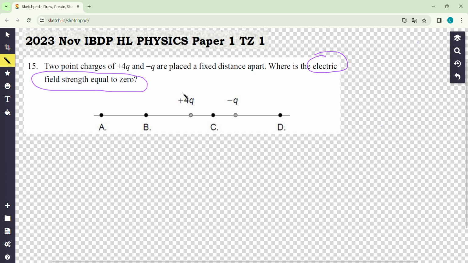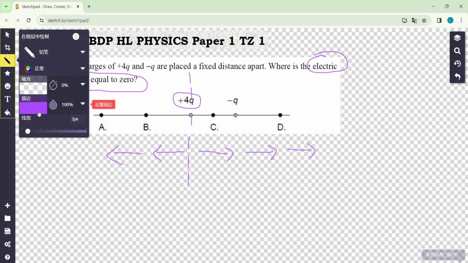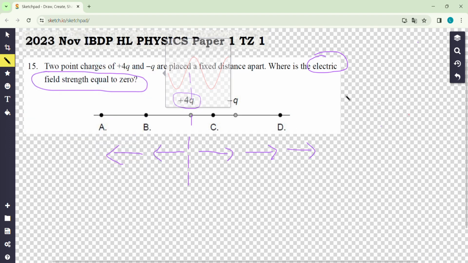So you look at the positive charge. For the positive charge, the electric field is away from it. So that is the direction of the electric field, okay? And then we look at the negative charge. For the negative charge, the electric field is moving towards it.